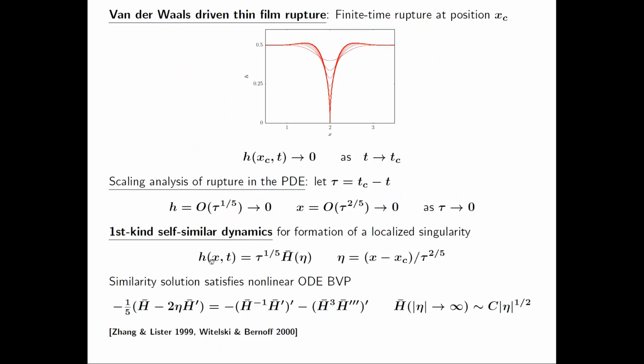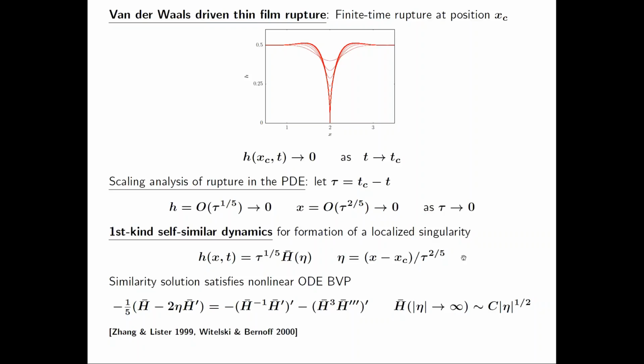These are first-kind self-similar solutions, where just by scaling analysis in terms of the height scale versus the length scale and setting a time scale in terms of the time until rupture, you can find a scaling relation where the height scales like the square root of the width of this rupture point. So this will look like a square root kind of cusp as it comes close to touching down.